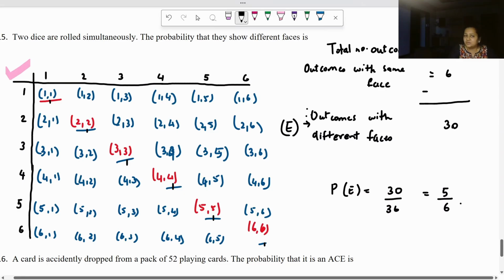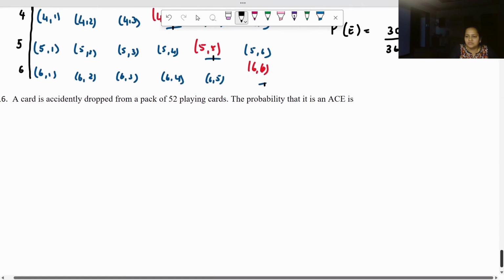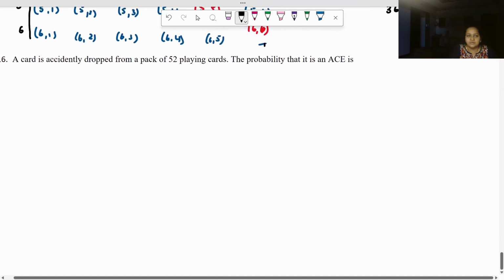Right? Exactly opposite of what we had done in the previous video. There, instead of saying that the faces are the same, the word used was doublet. If you remember, the word used was doublet. Here we are saying not a doublet. In other words, moving on to the last question of this video.